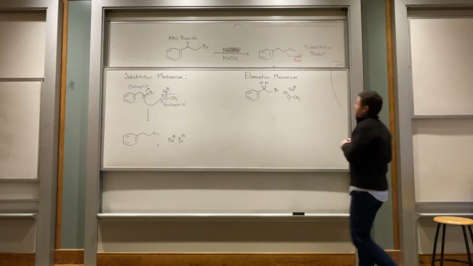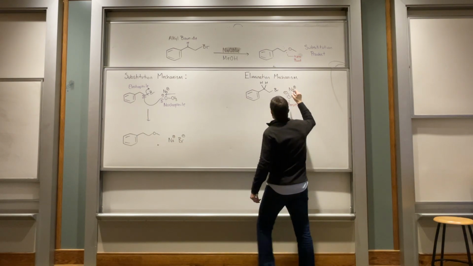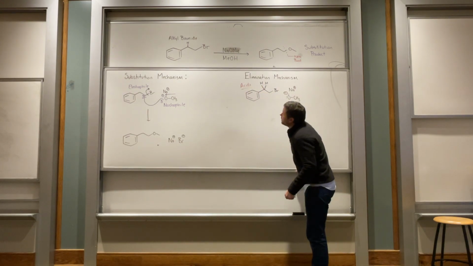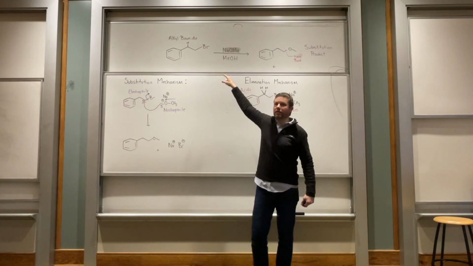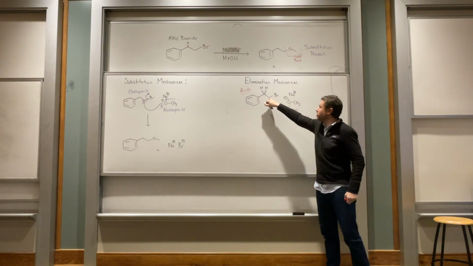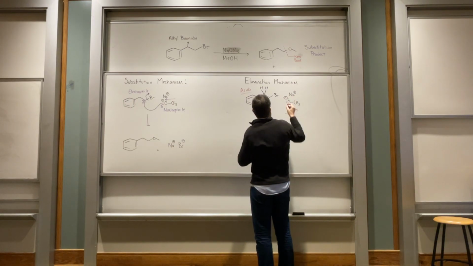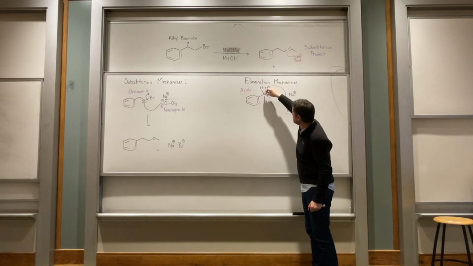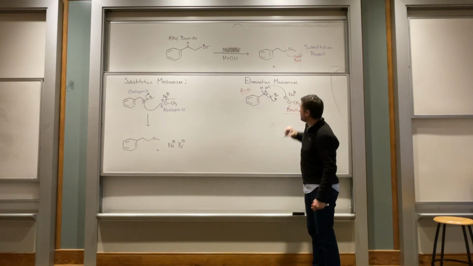In elimination, we don't have nucleophiles and electrophiles. Instead, we have bases and acids. So to give you a hint, for this mechanism, I drew a hydrogen on the carbon beta to the bromide, two bonds away from the bromide. And so rather than the oxygen going toward the carbon, this oxygen is going to act as a base, pluck off a proton, and then the electrons between carbon and hydrogen are going to fall down to form a pi bond. And then that's going to kick out the bromide.